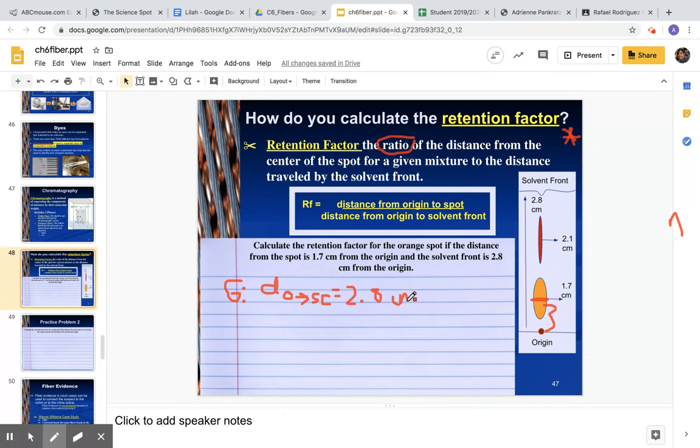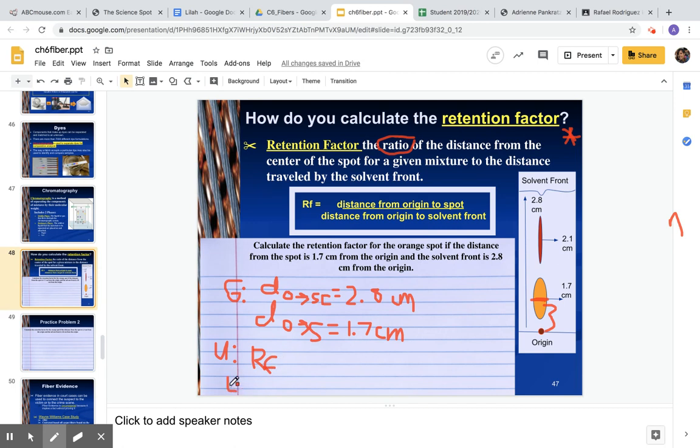You can read that. And then we're going to do distance from origin to spot. In this case, this is our orange spot, but I'm just going to go ahead and call it spot. So distance from origin to spot, and we know that that's 1.7 centimeters. So we do want to set up that G. For our U, we want to know what is our retention factor. So RF.